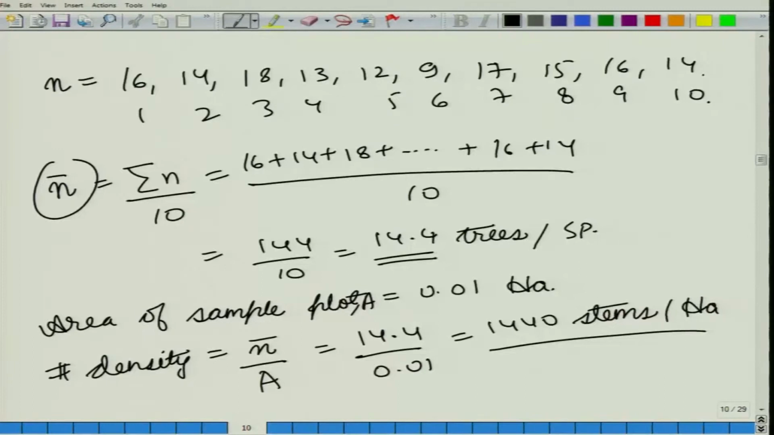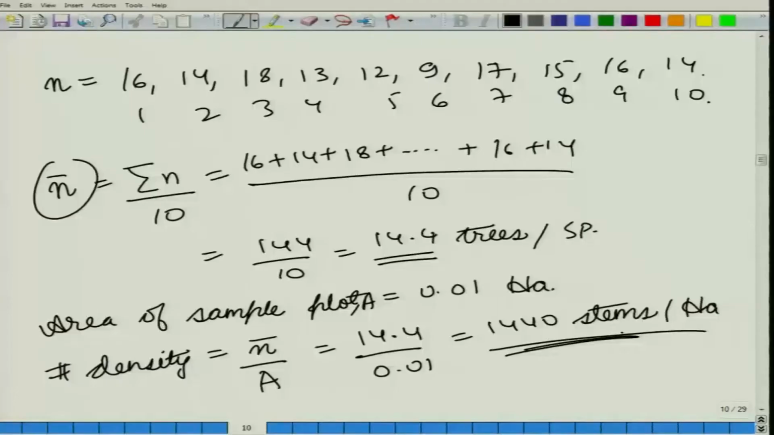So we can very easily calculate the stand density by taking a sample plot of a fixed area, counting the number of trees that are there in the sample plot, and then dividing that by the area of the sample plot to get the stem density. So that is one way of finding out the stem density. Let us look at another way now.